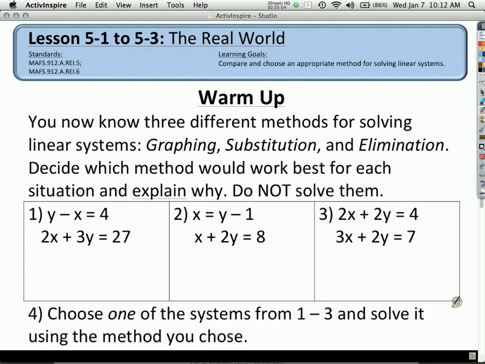So, I would say that substitution or elimination would be best. At this point, graphing is not really going to be helpful to us at all. Graphing is something you have to know how to do. It is the basis for everything else. It's the foundation for all the other ideas. But substitution and elimination are shortcuts to graphing.